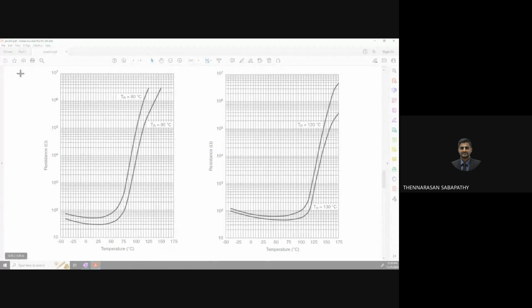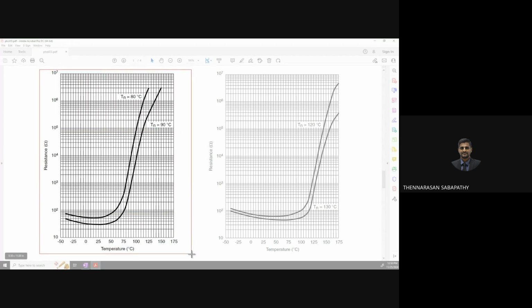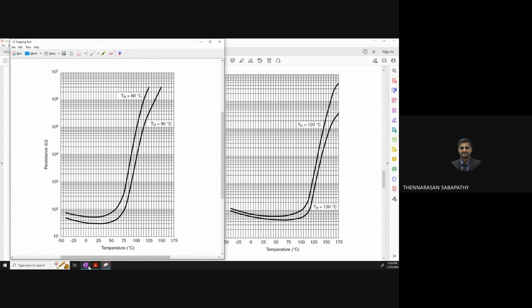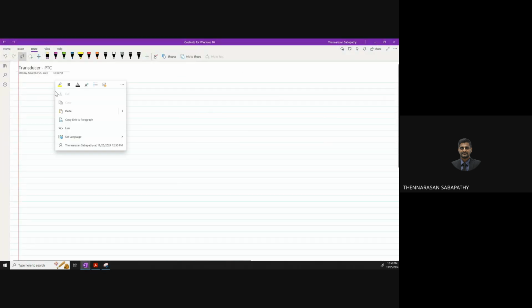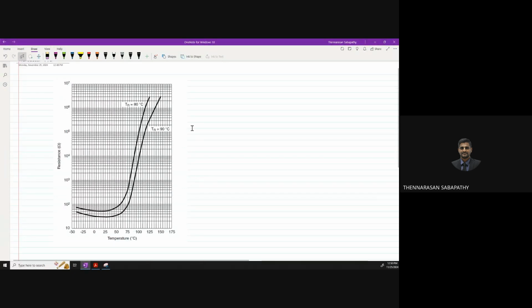Using our discussion now. Can I paste directly to OneNote? Okay, can.